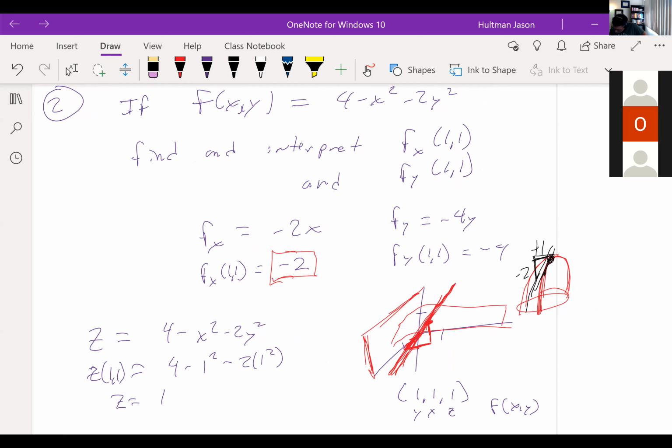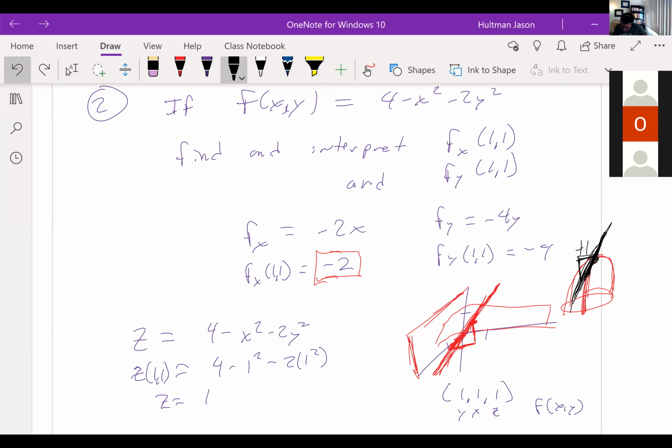But what about the y direction? If I get rid of this stuff that I put up here. Okay. What about the y direction? Well, if I look at the y direction, it's a lot steeper. It would be -4? Yeah, exactly. It would be -4 in the y direction. Again, we have an axis here.